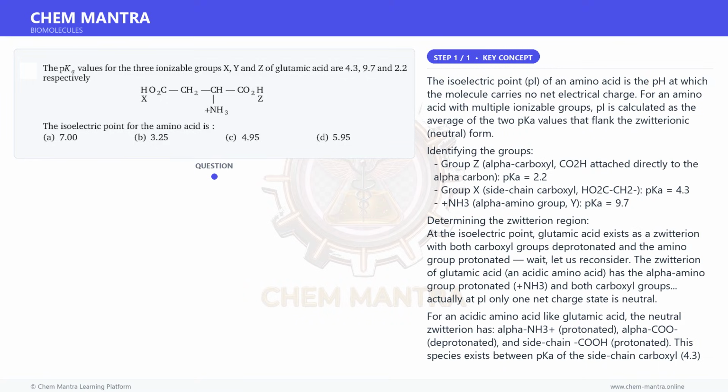Why other options fail? A. 7.00. This would be the pI for a neutral amino acid, average of alpha CO2H and alpha NH3+, not applicable here. C. 4.95. This would be the average of pKa X and pKa Y, is equal to 4.3 plus 9.7 over 2, which corresponds to the wrong pair of flanking species. D. 5.95, incorrect average, does not correspond to any meaningful flanking pair.